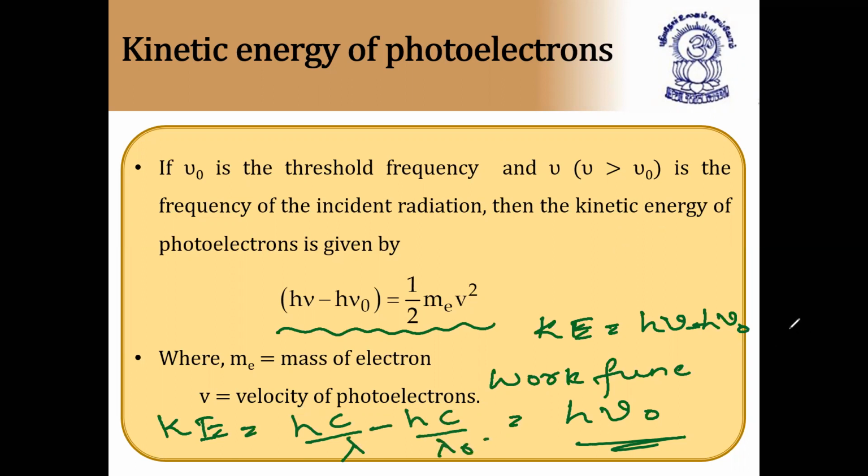Taking h into c common, we can write kinetic energy is equal to h into c into 1 by lambda minus 1 by lambda naught. So if they are given the wavelength of the light as well as the threshold wavelength of the metallic surface, we have to use this formula. So these are the four formulas which we are going to apply in photoelectric effect. Very simple. Next, I hope this is clear for you.